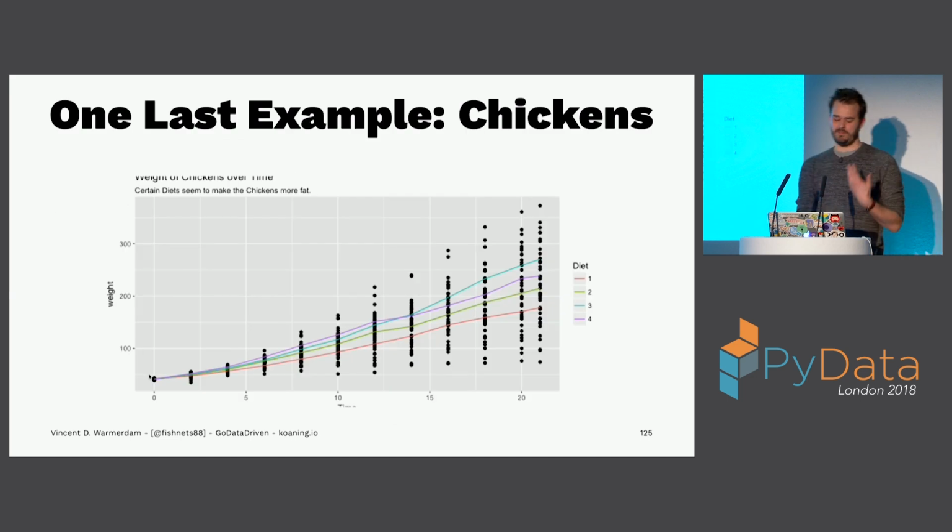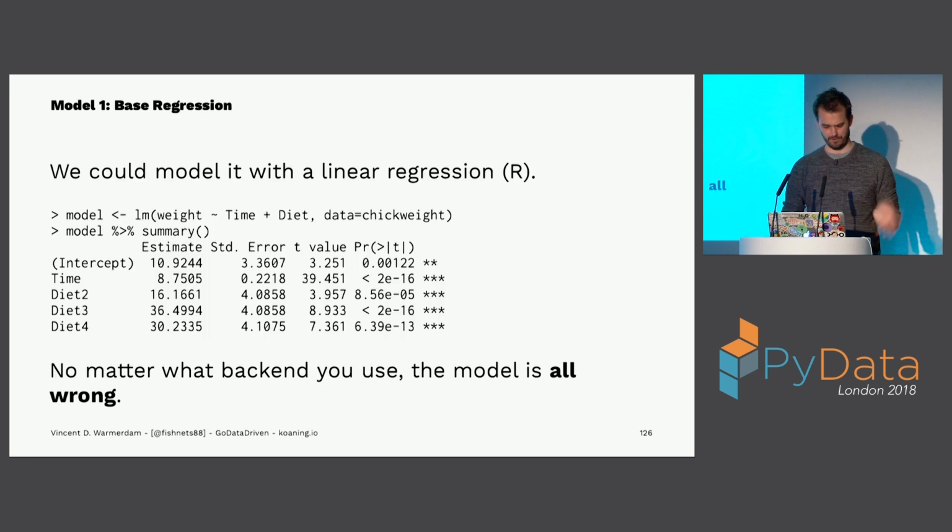Because if I'm at point 0 here, all the weights are almost the same. At time 0, all the diets are about the same. But the model that I just proposed suggests that there's some sort of constant I have to add depending on the diet that you're in. That makes no sense. All wrong, all wrong.